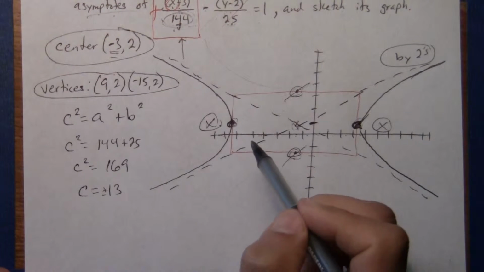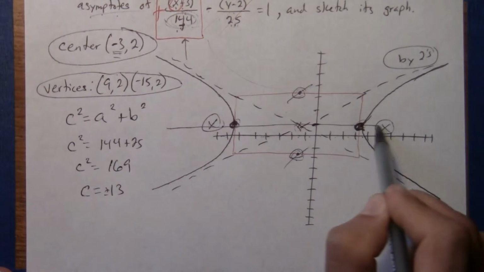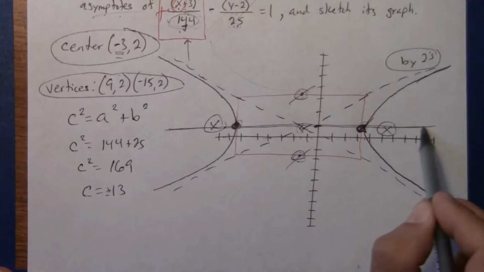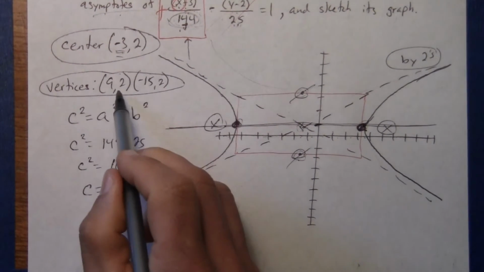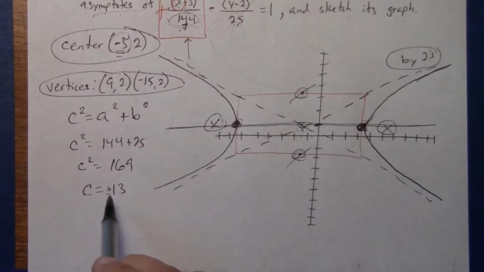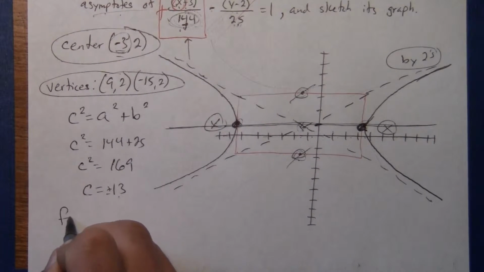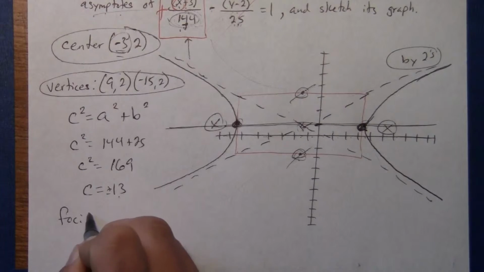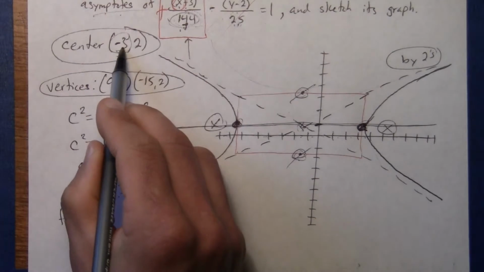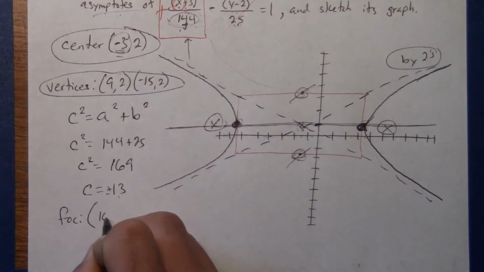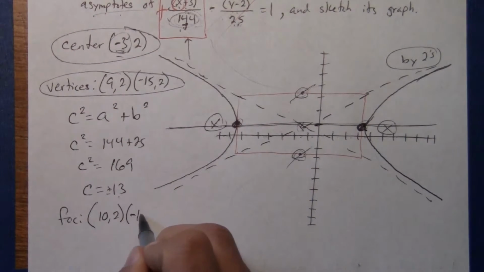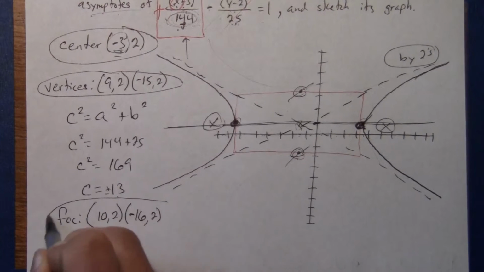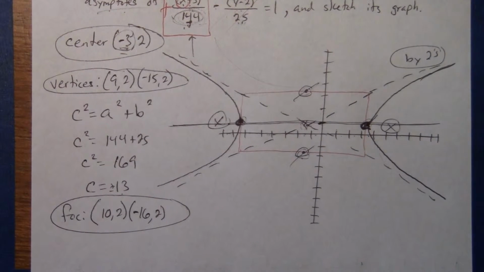And they need to move the same direction that the vertices do. Remember, we called this the transverse axis. Not overly important. You just need to know that they're going to travel the same direction. So if the vertices move right and left from the center, the foci will also move right and left from the center. So my foci, moving 13 to the right, adding 13, would give me 10, 2. And then subtracting 13 would give me negative 16, 2. There are my foci. And now the equations of the asymptotes.